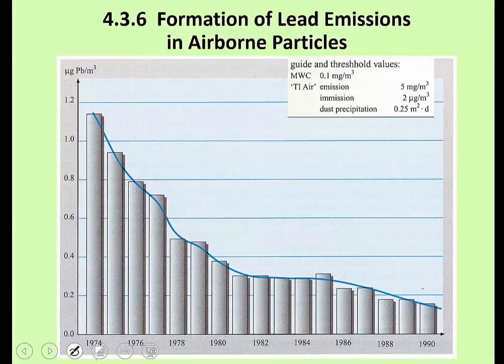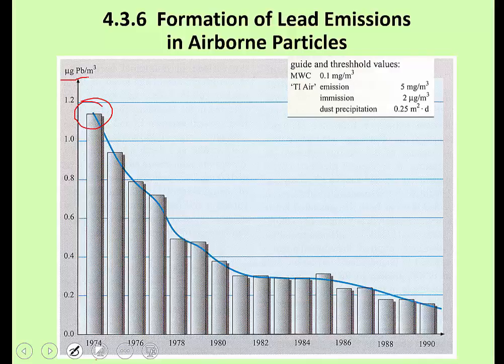Now, as I said, we have gotten better about that. So if we look at lead emissions in airborne particles, so I know we're talking about soil in this chapter, but if we look at the amount of lead in air, so if we go back to 74, in mid-70s here, that's about where we had the peak of lead emissions. So I know this may not sound like a lot, but this is micrograms of lead per cubic meter of air, and that's actually up here at about 1.1, 1.2 micrograms per cubic meter.